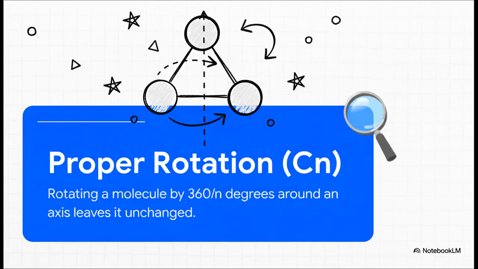First tool in our kit, proper rotation, or Cn. The idea is super simple. Can you find an axis, an imaginary line, to spin the molecule around, kind of like a top, so that it ends up looking exactly the same? If the answer is yes, you've found a rotation axis.